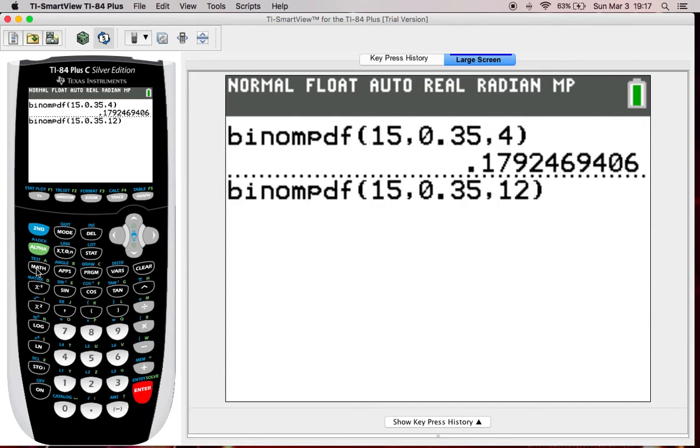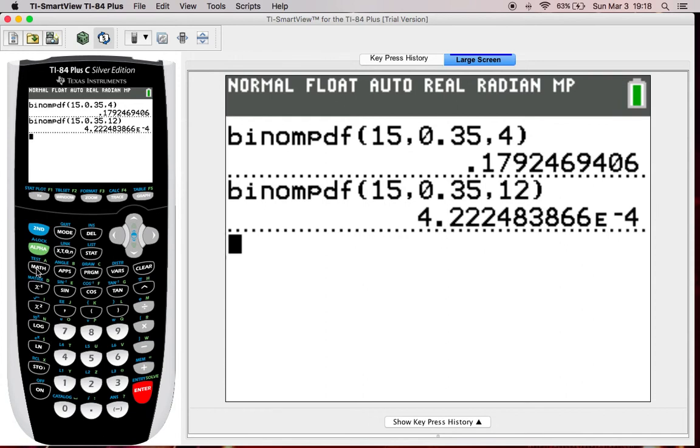So again, if you don't have the menu like mine, your calculator should look like this. And I'm going to hit enter. And we have another instance of scientific notation. So remember that e to the negative 4 means you need to move the decimal place 4 places to the left, and that gives us 0.0004, which matches with what we found from GeoGebra.